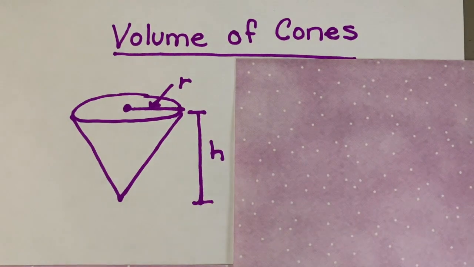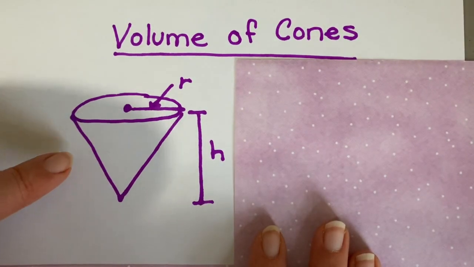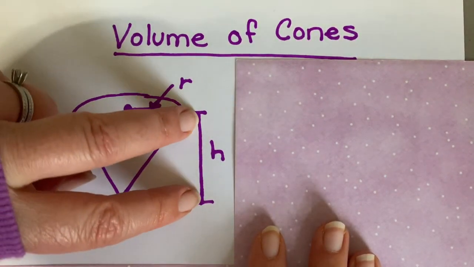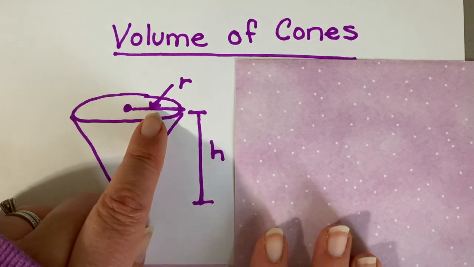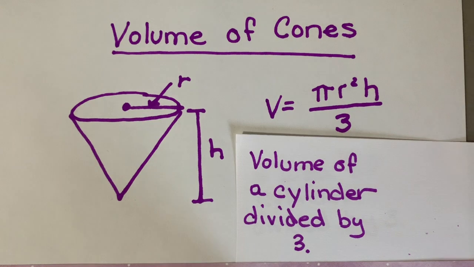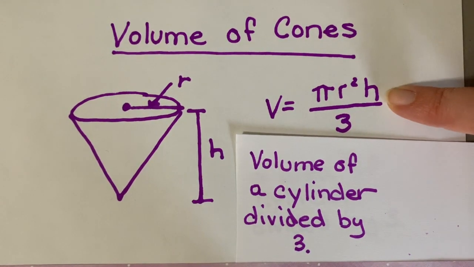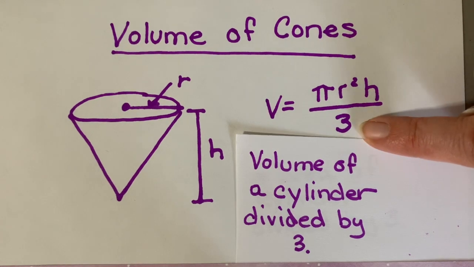So now that you know the formula of a cylinder, all you have to do to find the volume of a cone is divide that by 3, because basically 3 of these equal 1 cylinder that is the same height and has the same radius. So we represent that with this formula of pi r squared h, then divided by 3.